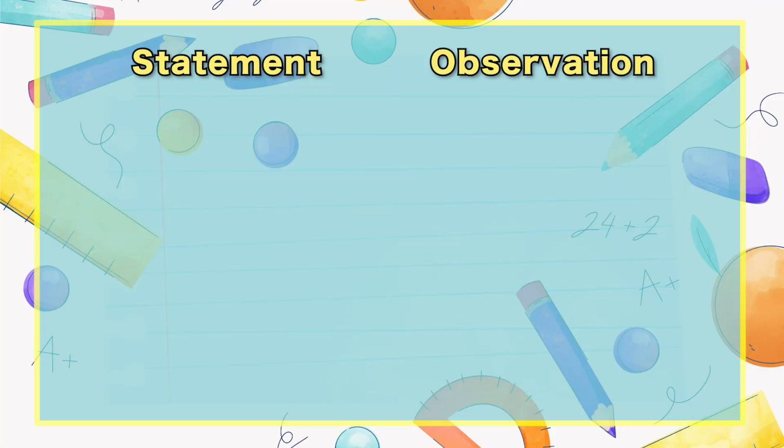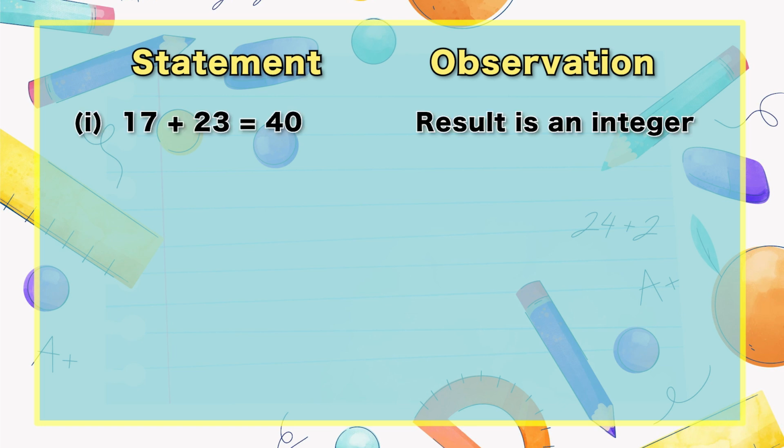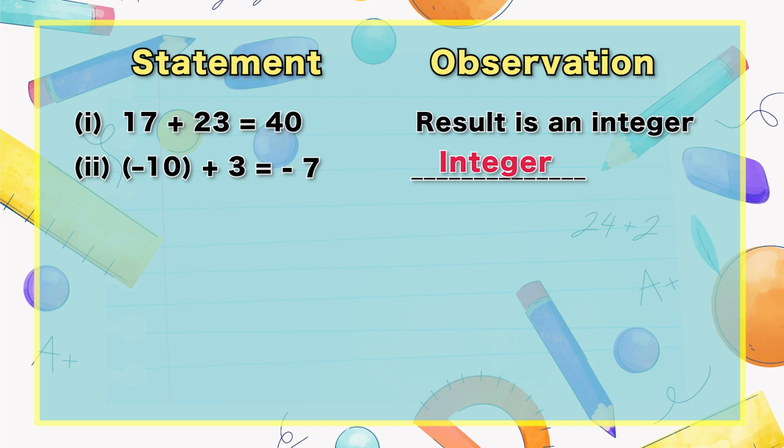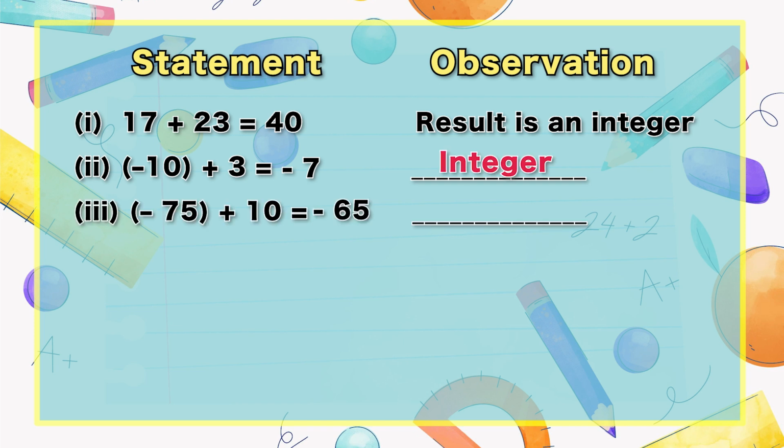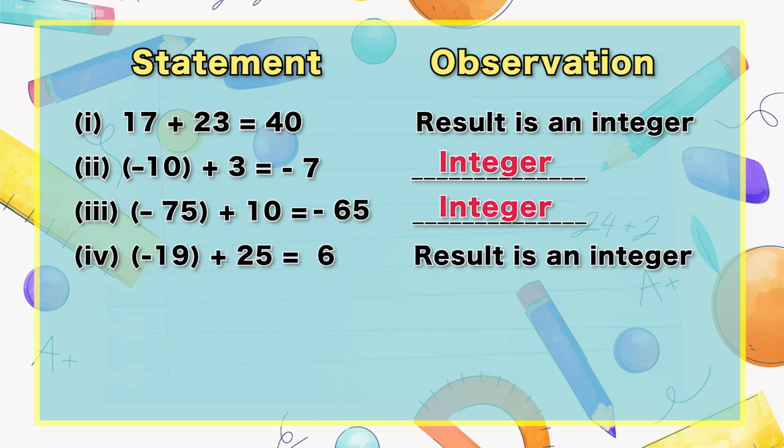On the next slide, you see statements on the left side and their observation on the right side. The first one is done for you. 17 plus 23 is 40 and 40 is an integer, so the result is an integer. The next is -10 plus 3. What is it? It is -7 and -7 is an integer. -75 plus 10. What is it? It is -65 and the result is an integer.